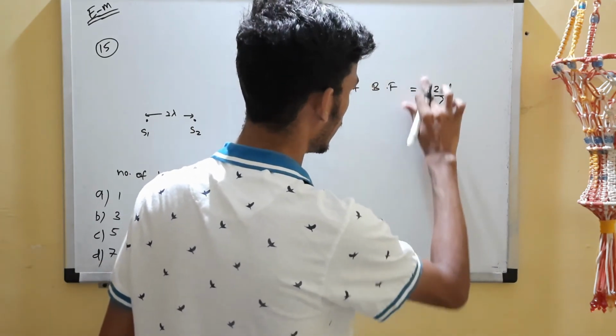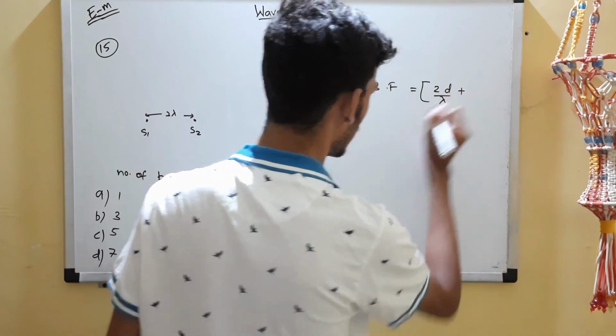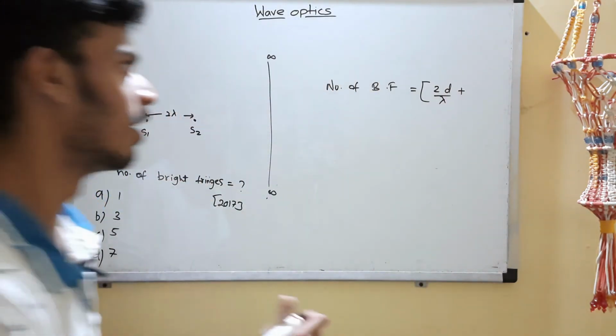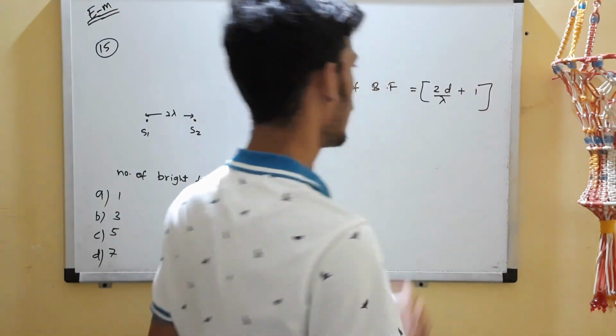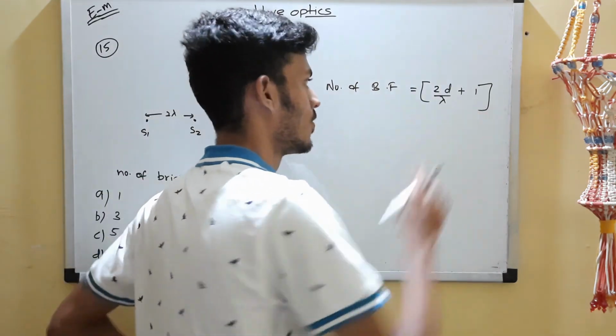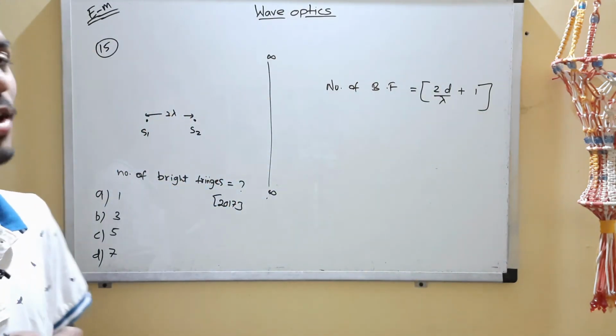Now I'm putting the square bracket because it is the integer value. You should focus on the integer value. So 2d by lambda plus 1. This is the direct formula for the number of bright fringes.